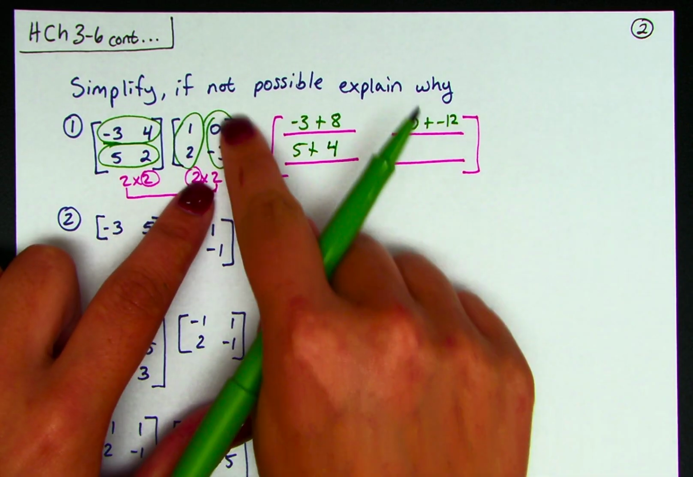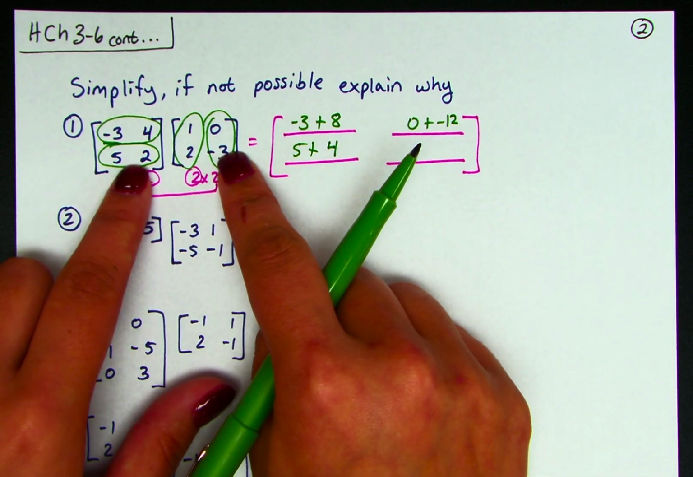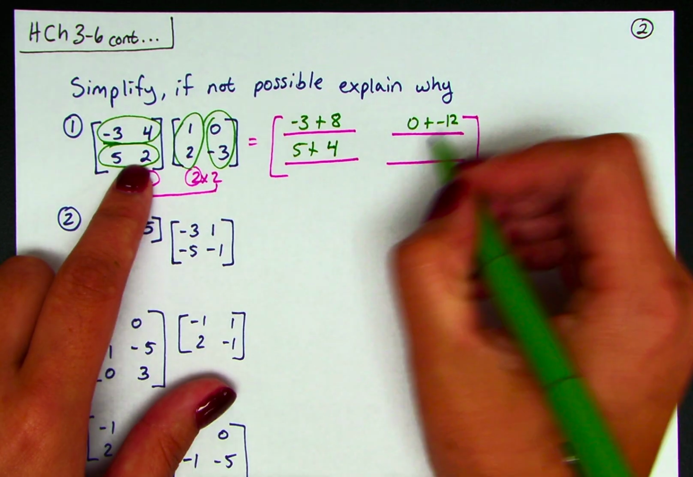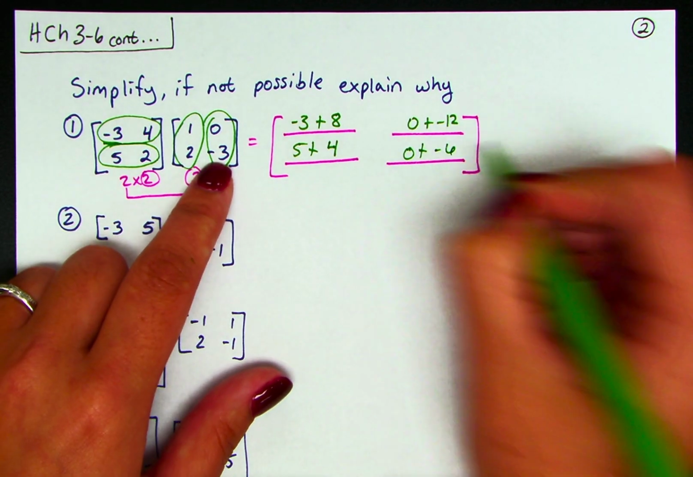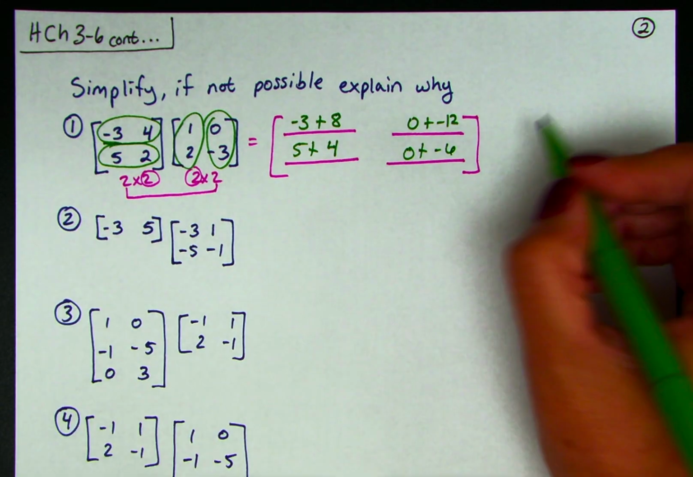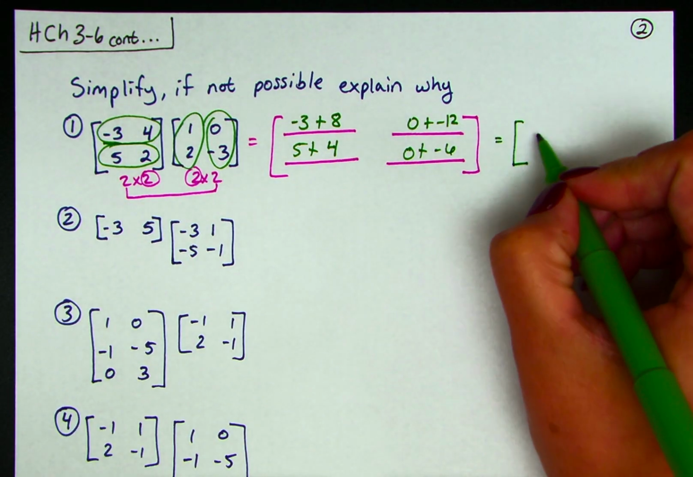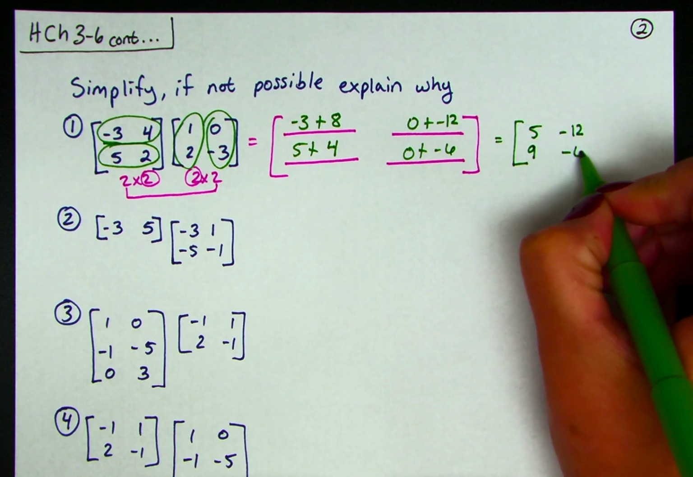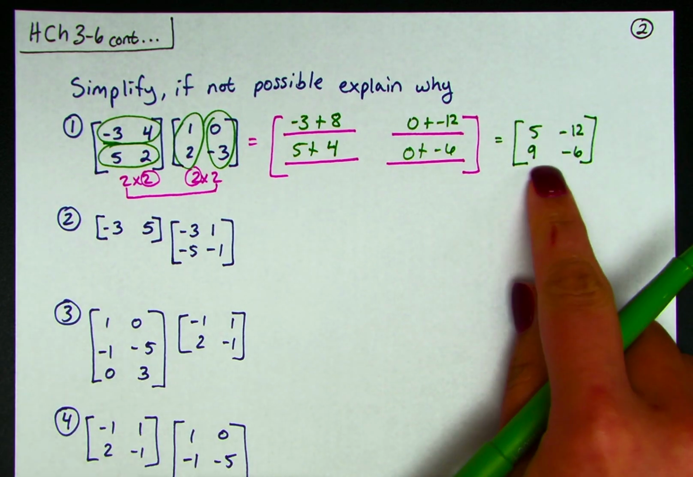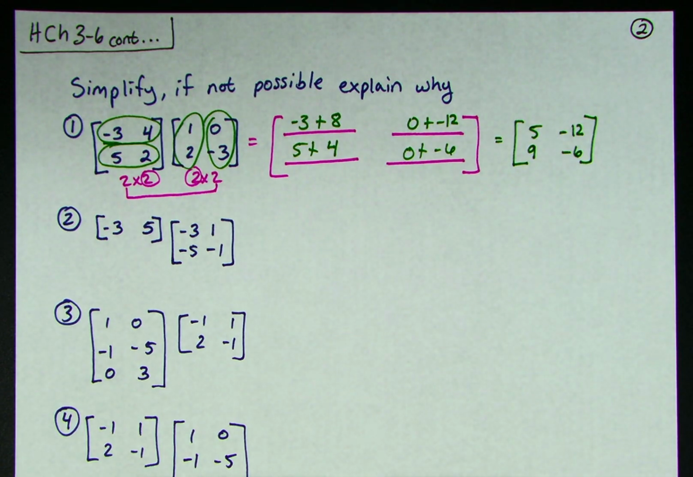And then now I'm using that second row and that second column. So 5 times 0 is 0. 2 times 3 is -6. So if we simplify this, that will be 5, -12, 9, and -6. And make sure you guys are leaving enough spacing when you write it to make it clear what your rows and columns are and that we don't have this really big number.